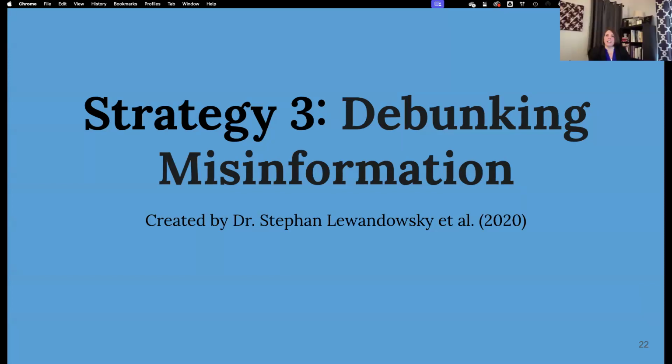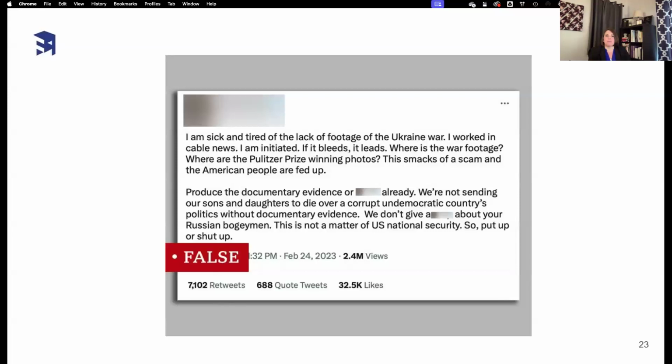So next, I am going to talk about strategy 3, which is debunking information. And this is important because misinformation sticks in a person's memory, even if the person knows the information is false. And associations can make people averse to actually believing the facts. So given this, students need to be reminded to verify information before sharing it.